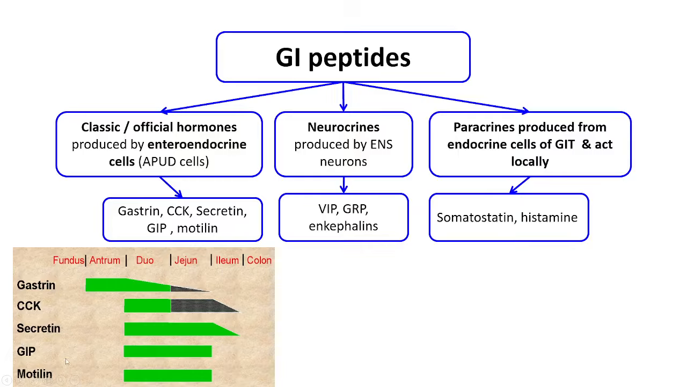So this scheme here shows where the major hormones, the true hormones, and some of the neurocrines are released. Gastrin mainly in the antrum of the stomach, duodenum and partially jejunum. CCK, cholecystokinin, is in the duodenum and partially jejunum and ileum. Secretin and GIP from the duodenum towards the jejunum, and secretin in the ileum as well. I will stop here and we will continue from here.